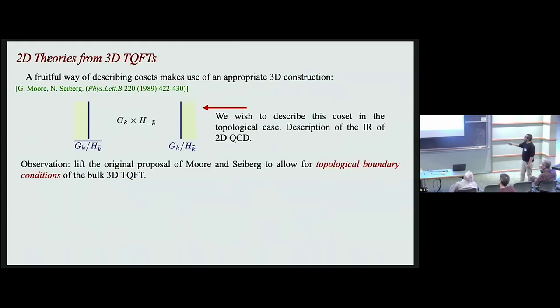Okay, so the main tool that we are going to use is to take the proposal of Moore and Seiberg and allow for the boundary conditions on the left and on the right to be topological boundary conditions of the bulk 3D TQFT. Namely, boundary conditions that I'm free to move around, which is something that has been studied by condensed matter physicists for the past 1-2 decades. So that's the essential tool that we're going to use in this hep-th context to study topological cosets in the far infrared and see how non-invertible symmetries can act over vacuum.